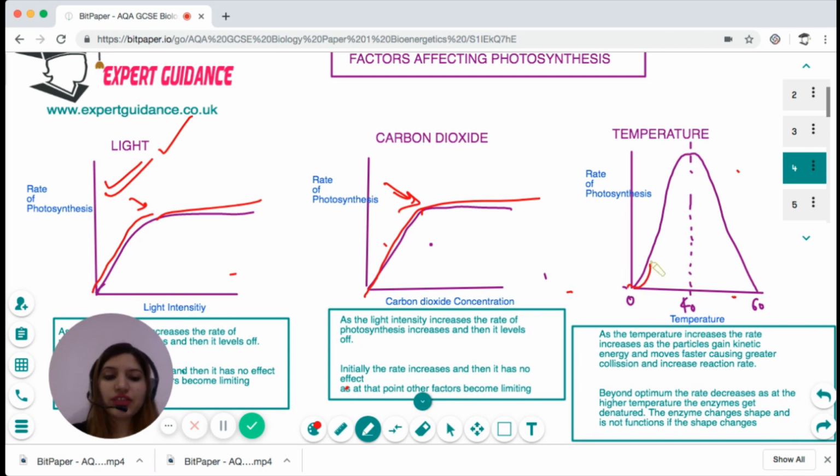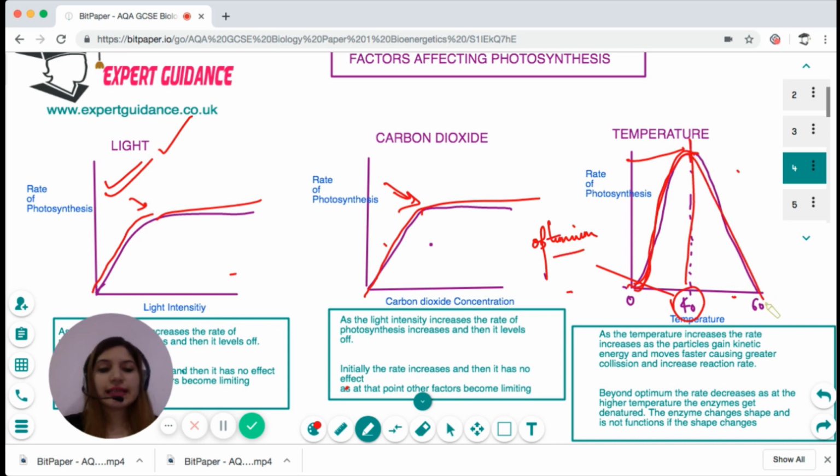As the temperature increases, as per chemistry, the particles gain more kinetic energy and collide more, increasing the rate of reaction. And that's what we can easily see from the graph: as the temperature increases, the rate of photosynthesis increases. As it reaches 40 degrees, we get the maximum rate of photosynthesis, and this point where we get the maximum rate is known as the optimum temperature.